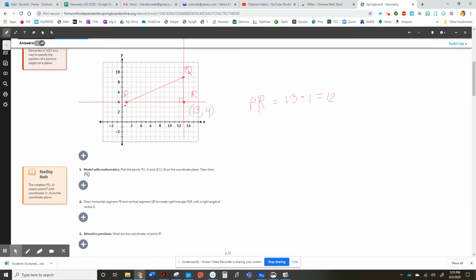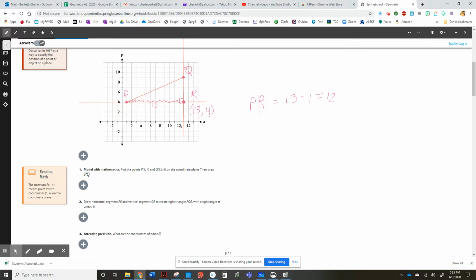So anyway, we could also, of course, just count 1, 2, 3, 4, 5, 6, 7, 8, 9, 10, 11, 12. So this segment right here is 12 units long. This piece right here, that's 12 units long. And then we could find this one.